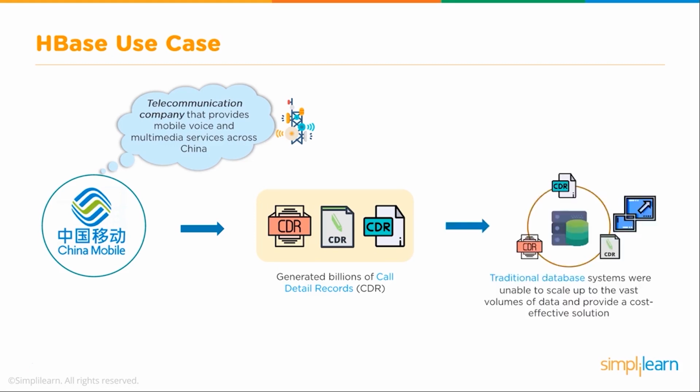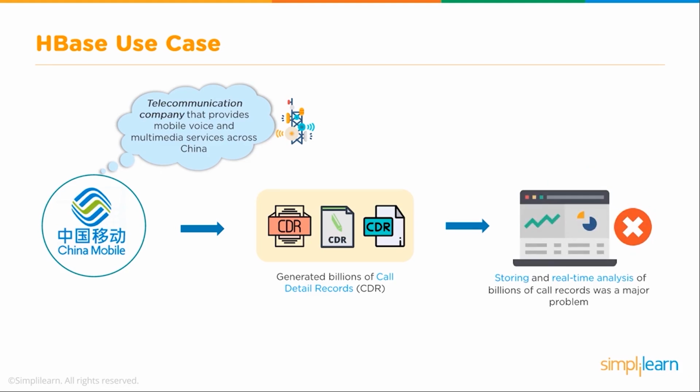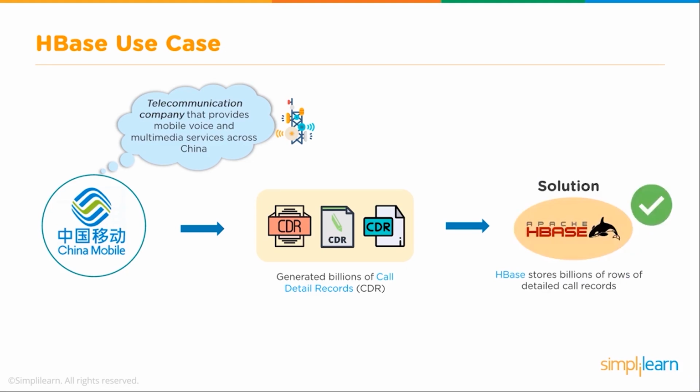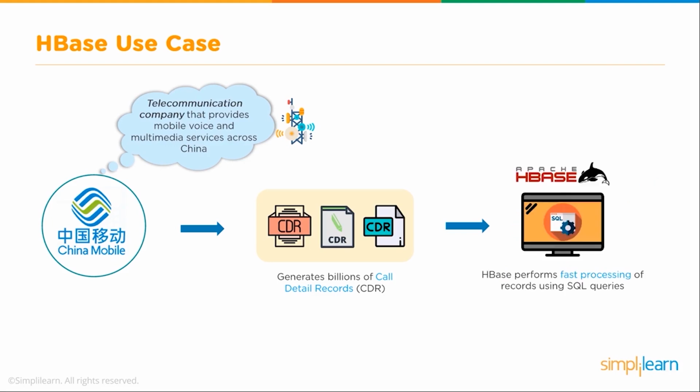Traditional database systems were unable to scale up to the vast volumes of data and provide a cost-effective solution. No good. So storing and real-time analysis of billions of call records was a major problem for this company. Solution? Apache HBase. HBase stores billions of rows of detailed call records. HBase performs fast processing of records using SQL queries. So you can mix your SQL and NoSQL queries. And usually just say NoSQL queries because of the way the query works.